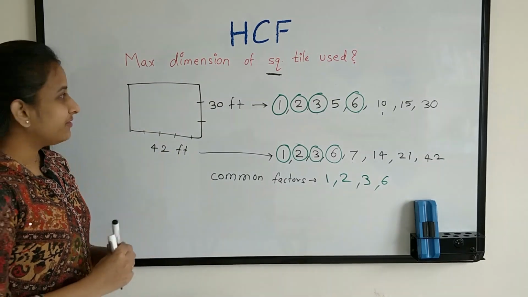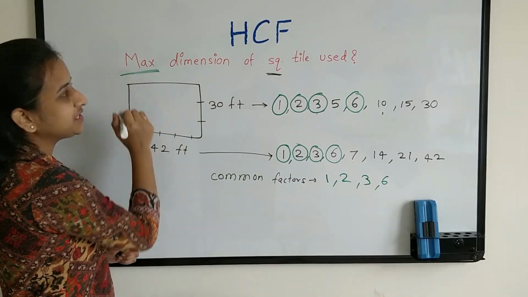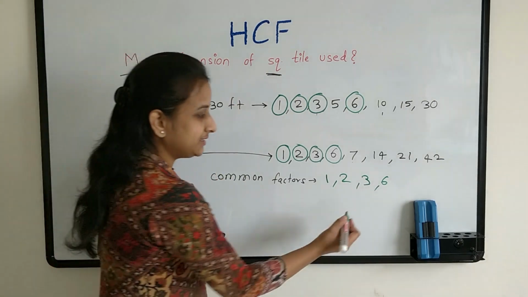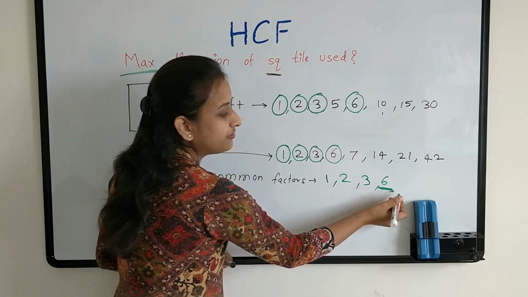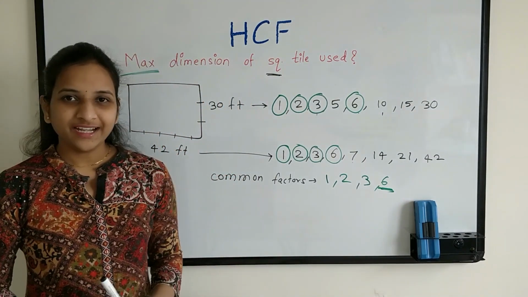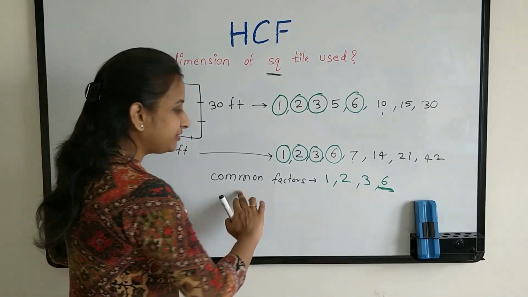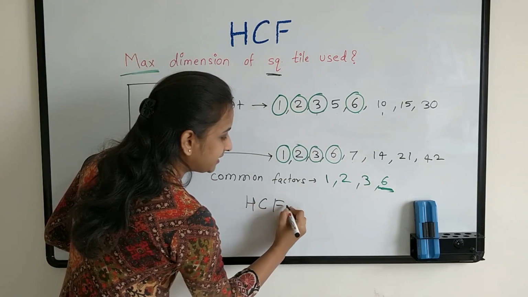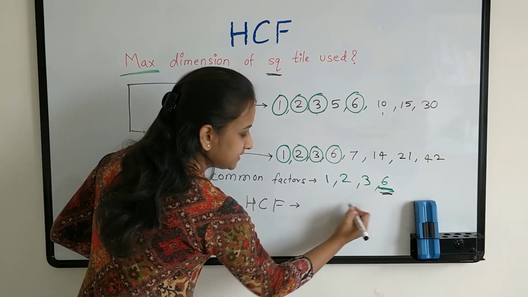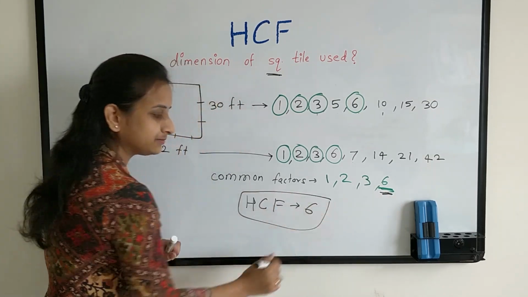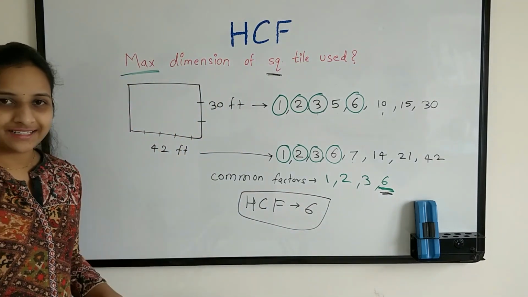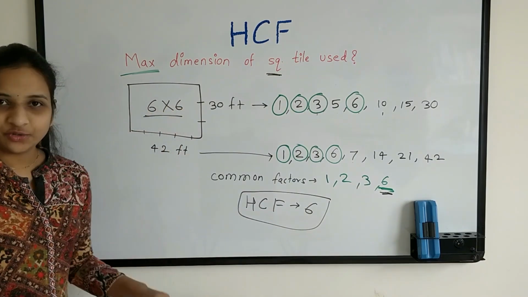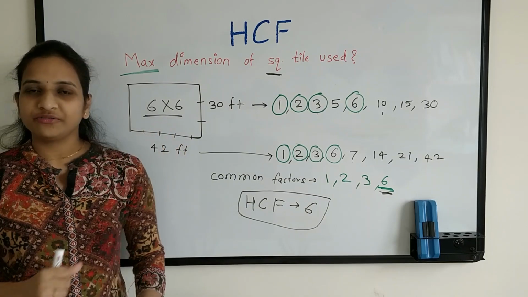But what do we need to find? The maximum dimension of square tiles used here. For the maximum dimension, we should go with 6 feet by 6 feet, right? That means out of these common factors, the highest common factor is 6. This is our answer. A 6 feet by 6 feet tile is suitable for the flooring job of this hall.